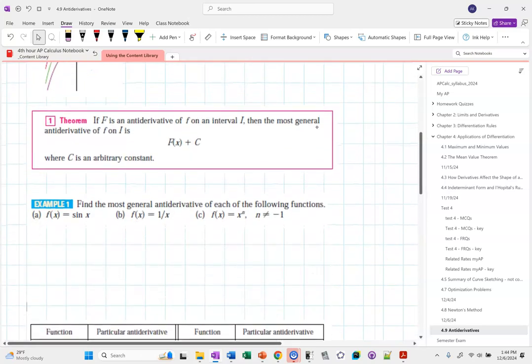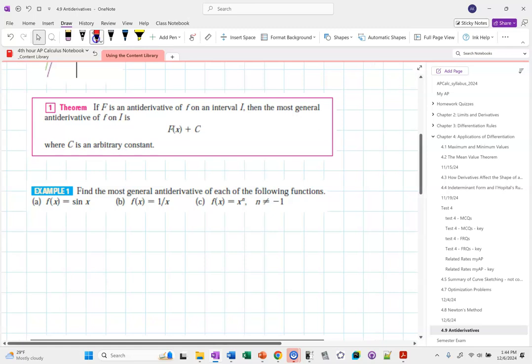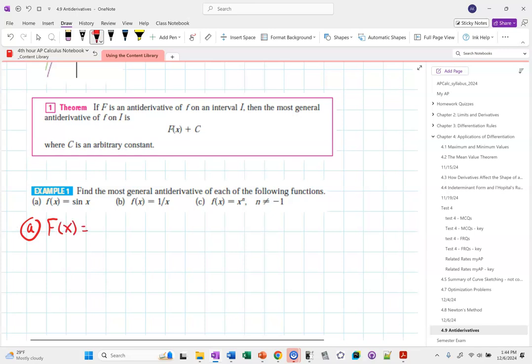So let's practice finding the most general antiderivative for each of the following. What's going to be the antiderivative of sine x? What can I differentiate to get sine? Close. Negative cosine. Very good. Why has it got to be negative? Perfect. Exactly right. What about 1 over x? Very good. And then again, if we want the most general, we've got to put a plus c at the end.